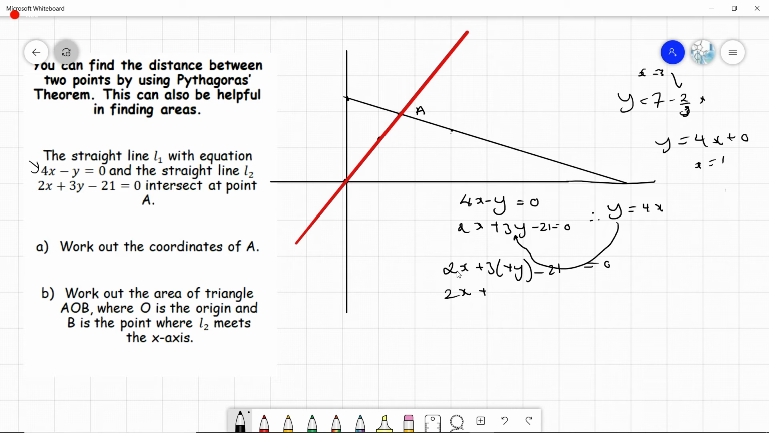So 2x plus 12x minus 21 equals 0. All I've done is wherever I see the y, I place a 4x. So 3y means 3 lots of 4x. Then expanding that gives me 14x minus 21 equal to 0.